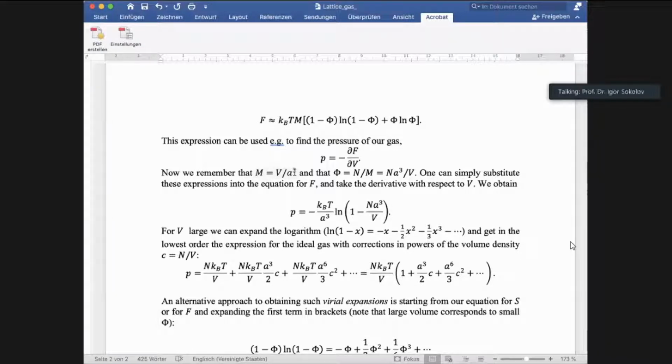The number of cells is the total volume divided by the volume of a single cell. And the single cell is chosen so that the molecule exactly fits in the cell. And phi is n divided by m. N is the number of molecules, so it's N a cubed divided by V. And it's also nice to look at this. N a cubed is essentially the total volume which is occupied by all molecules. It's an excluded volume in my system.